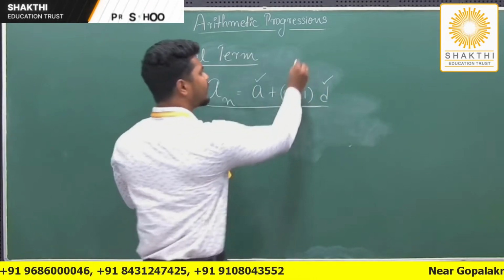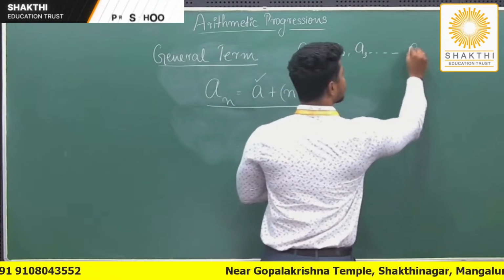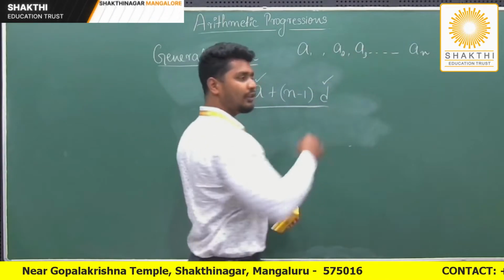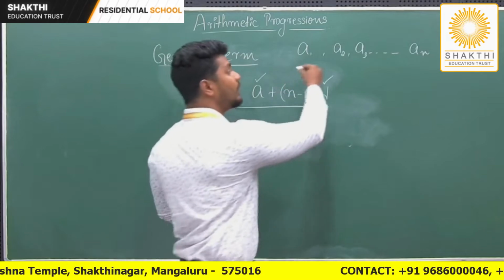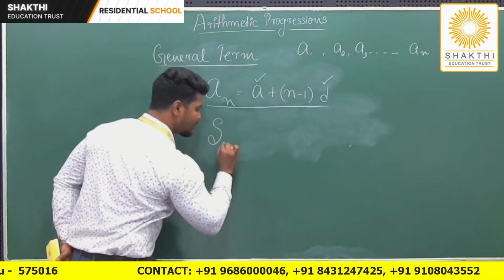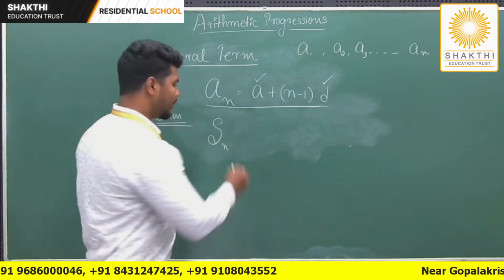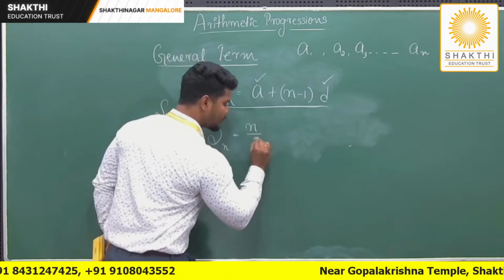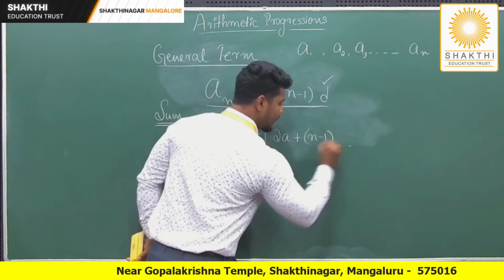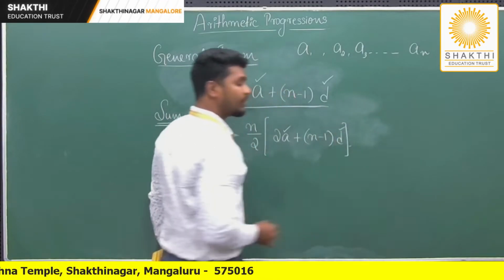Now suppose we have the AP of the form A1, A2, A3 till the term AN. Now there is something called the sum of all those terms. You know what we mean by sum? Sum means you are adding all those terms. Now there is a formula to find directly the sum of those terms. It is denoted by Sn. It is called the sum of all n terms. Sn is equal to n by 2 into 2a plus n minus 1 into d, where again a is the first term and d is the common difference.